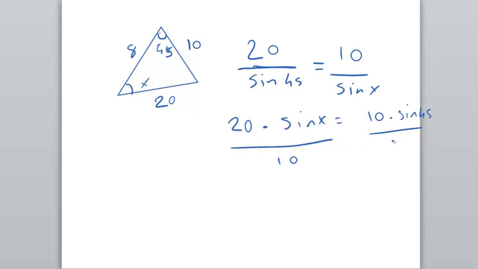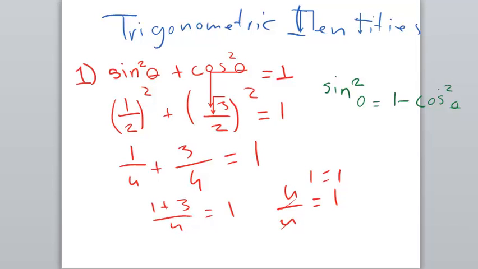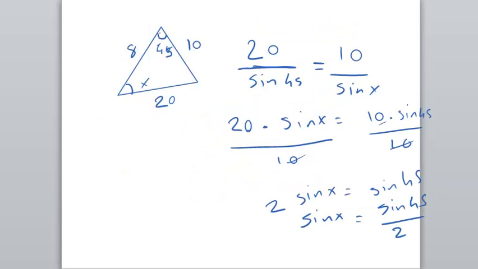Divide both sides by 10, so it's 2 sine x is equal to sine 45, and sine x is equal to sine 45 over 2. What was sine 45? Sine 45 was not this one, way back. Sine 45 was 1 over root 2. Sine 45 is 1 over root 2.